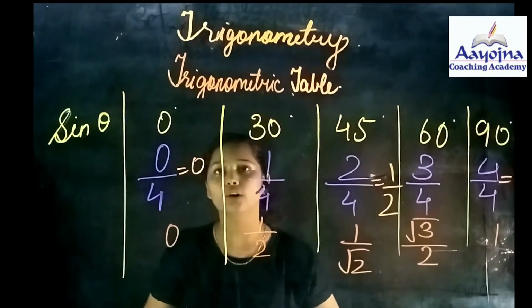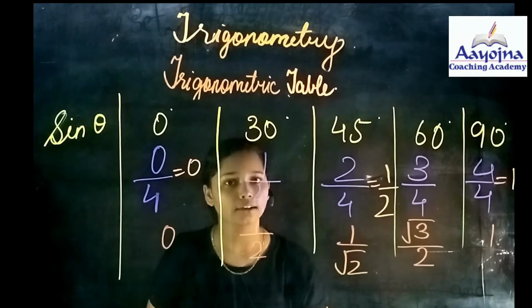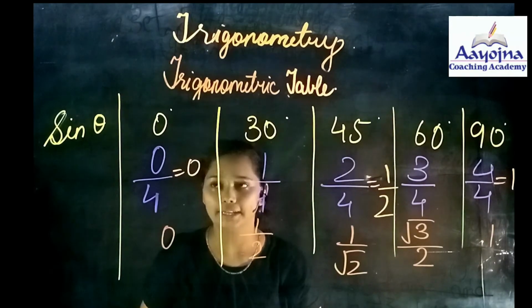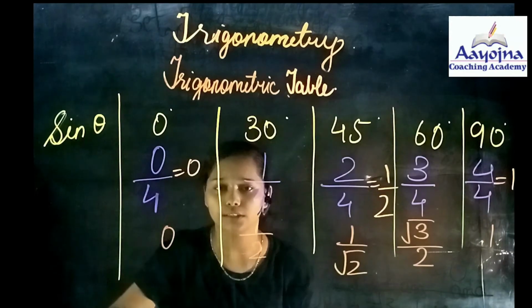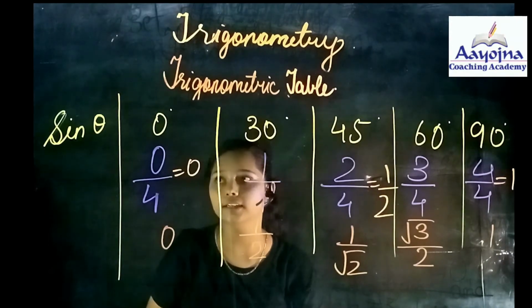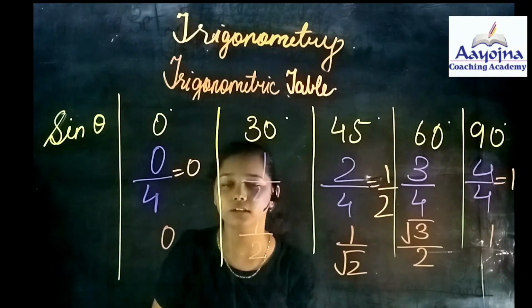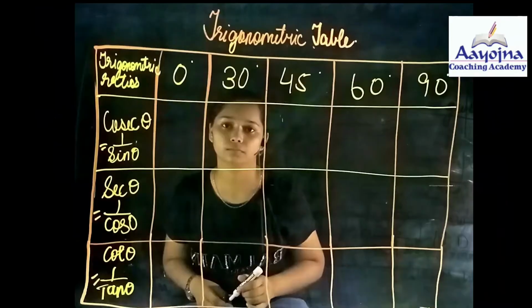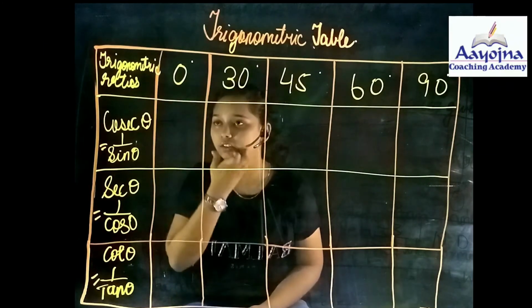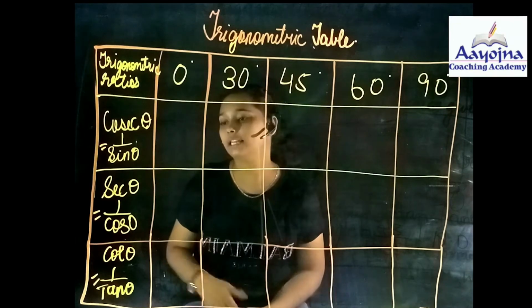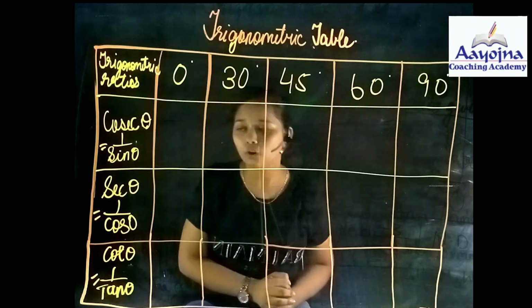So this is the trick how you can remember the values for sine theta, and for cos theta it's just the reverse of sine theta, and tan theta is sine theta upon cos theta. So for the first three, that is sine, cos and tan, I showed you the trick how you can remember. Now we will learn the next three, that is cosec theta, sec theta and cot theta.